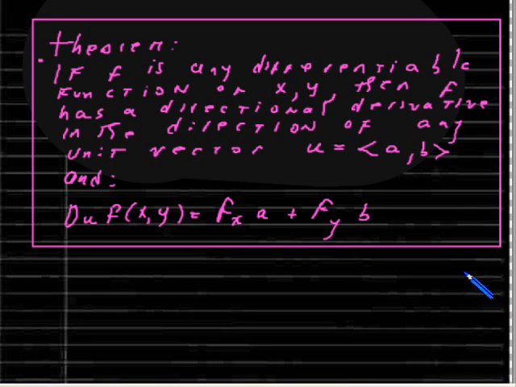The theorem that I want to prove says that if f is any differentiable function of the variables x, y, then f has a directional derivative in the direction of any unit vector u equals AB, and the directional derivative of the function f of x y in the direction u is given by the partial of f in respect to x times a plus the partial of f in respect to y times the value b, where b corresponds, of course, to the y-coordinate of the planar vector AB, and a corresponds to the x-coordinate of the vector u. So I want to prove this theorem.